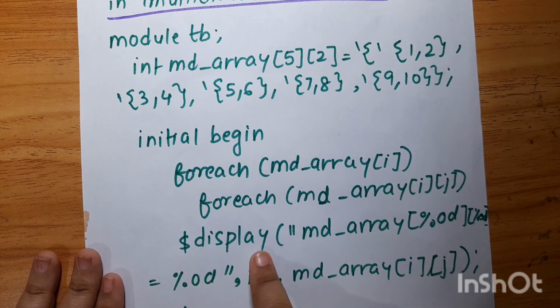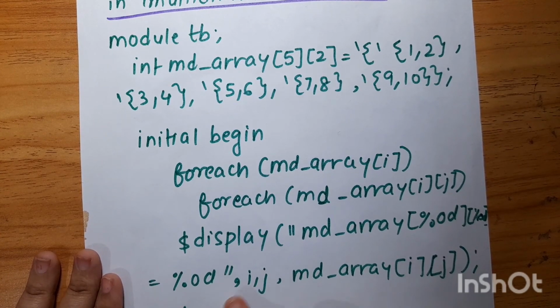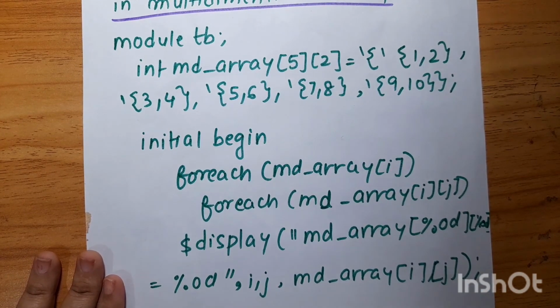Please see $display, the system task where I am displaying each array element. MD array inside square brackets %0d, again the second dimension %0d, is equal to %0d. The double quotes closed, comma i, comma j, comma MD underscore array, here index i, j, bracket close, semicolon. End for the begin and end, and end module for this module.